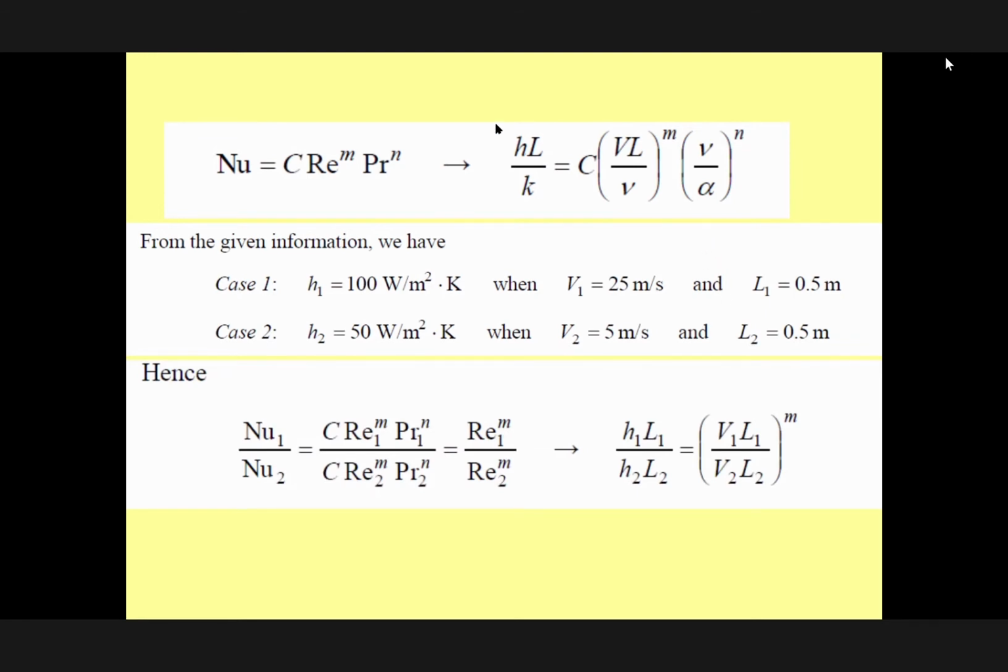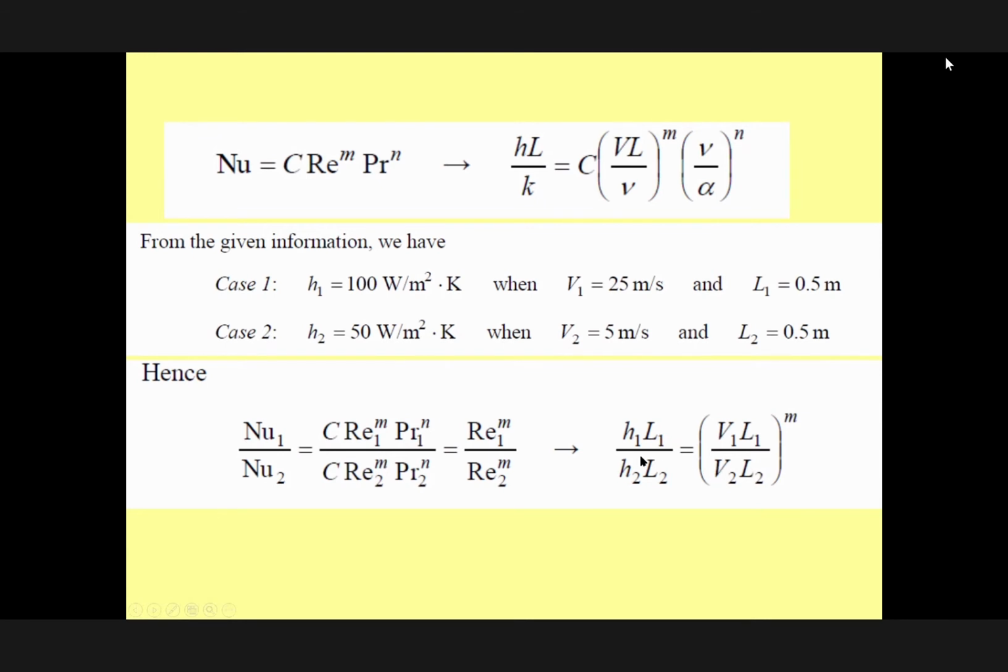Because if I write it down for H1, L1, velocity one, this one, and here is the same. And if I write for the second one, again, this one, when I divide them together, K and K will be cancelled, kinematic viscosity will be cancelled, and since this is only a characteristic of the fluid that I'm talking about, the same will be cancelled. Therefore, this equation for this scenario will come like this.